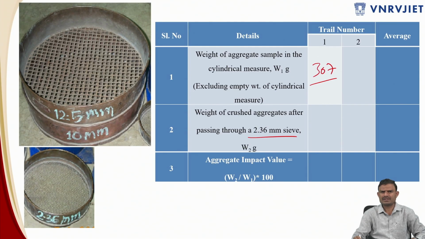After that it is subjected to the impact load, and the amount of material passing through the 2.36 mm sieve has turned out to be 40 grams. Again the formula is W2 by W1 into 100. You have to repeat this for 2 trials in order to get the average value, but I went for a single value, which is 40 divided by 307. You can calculate this to get the aggregate impact value.